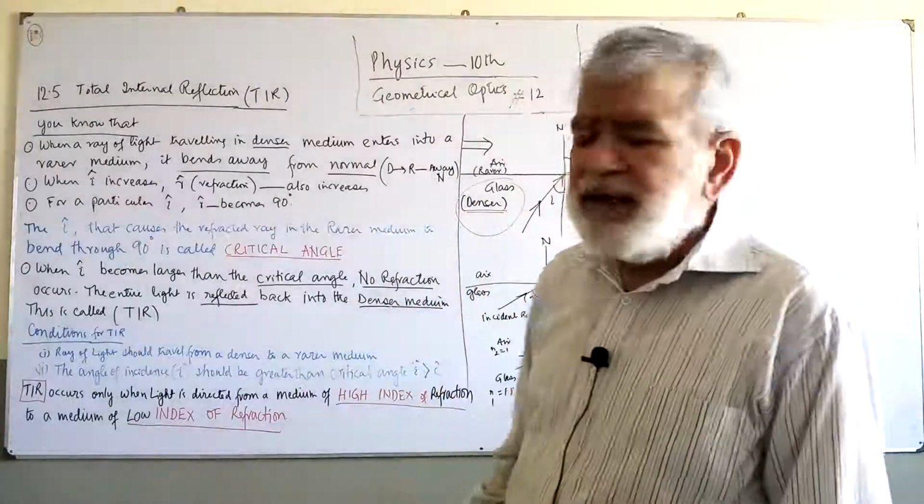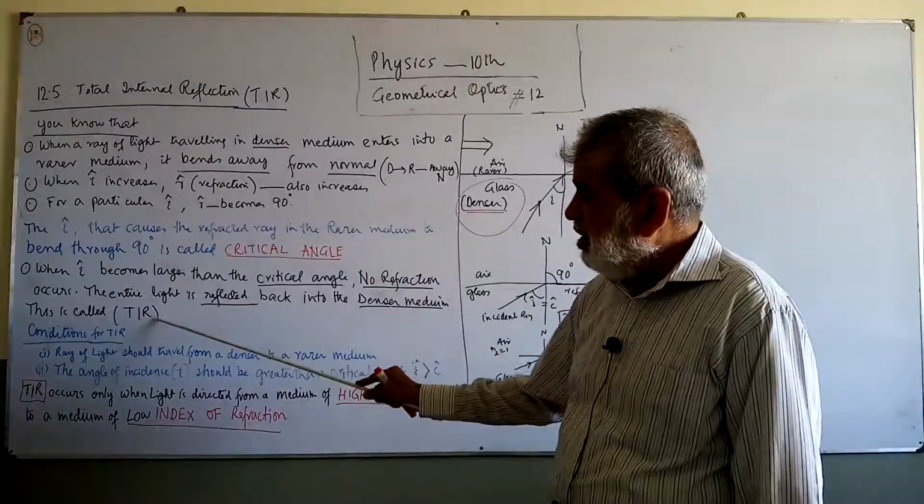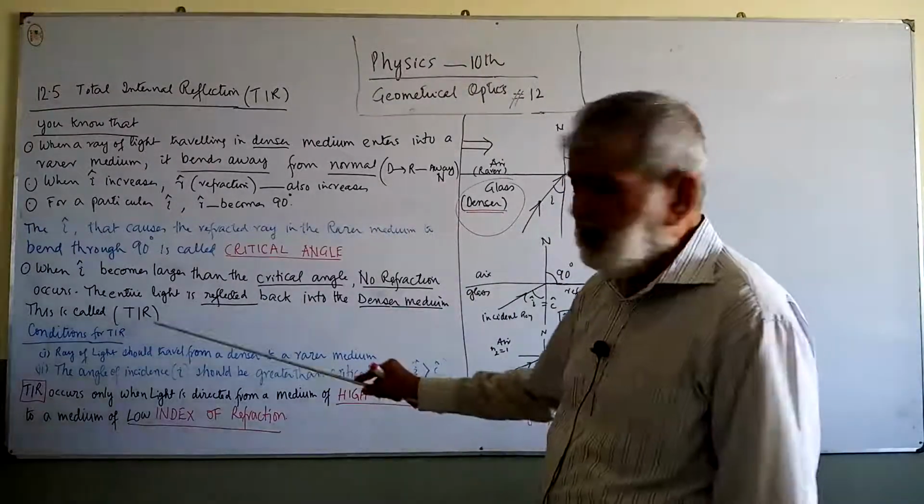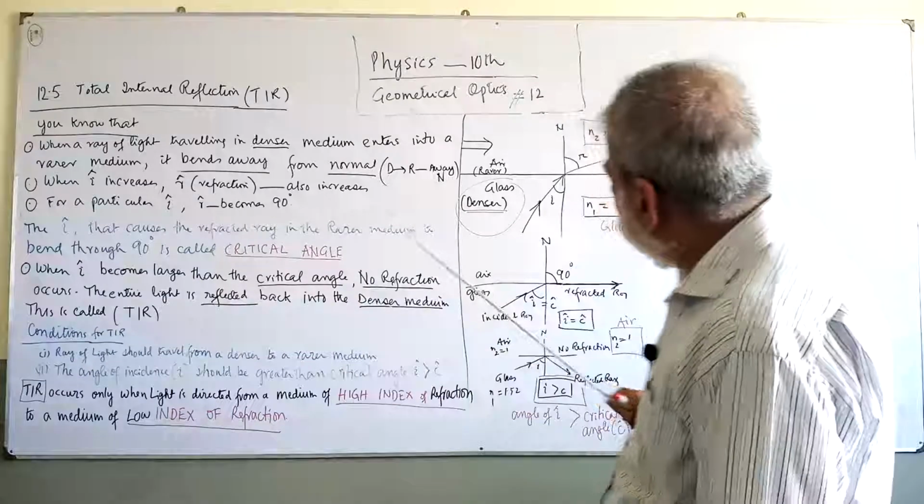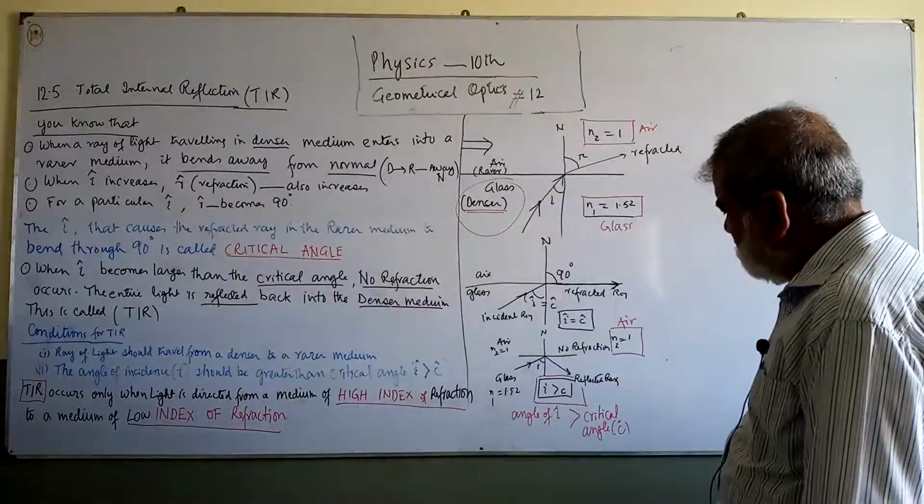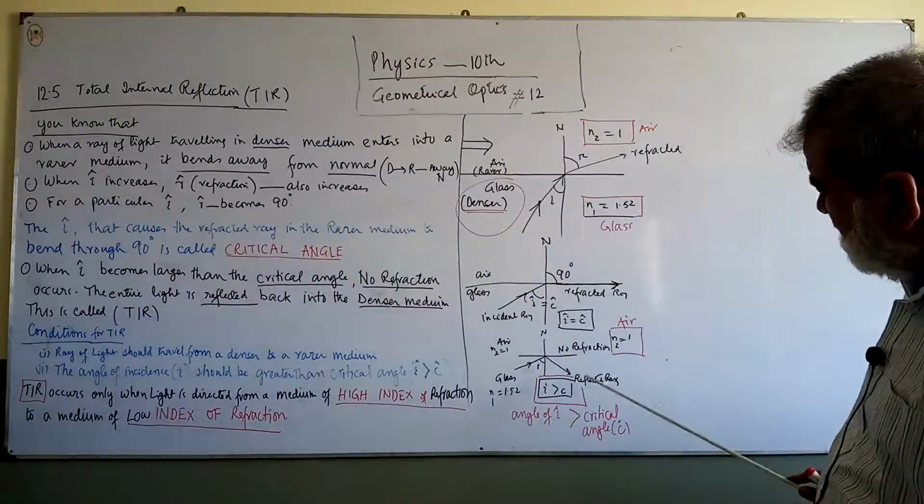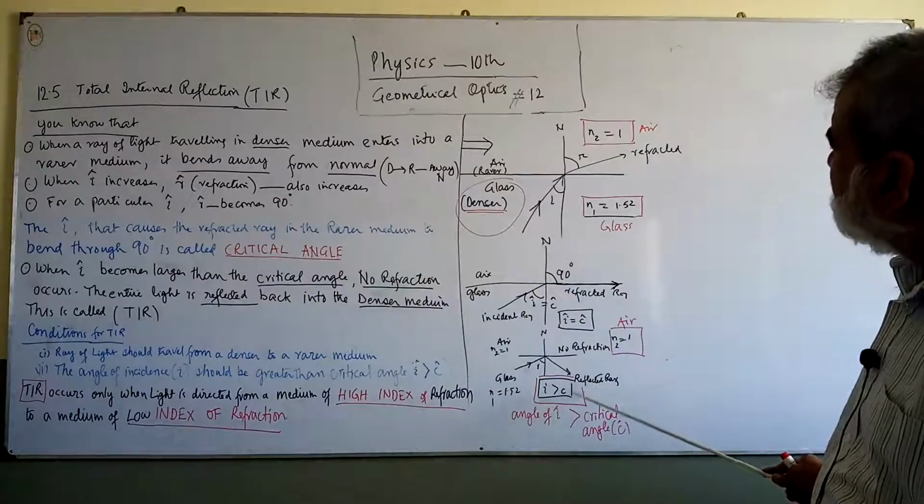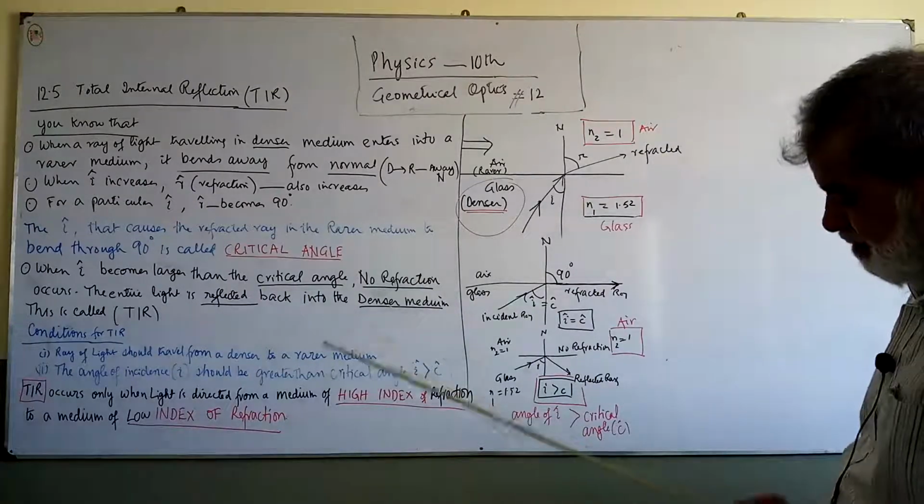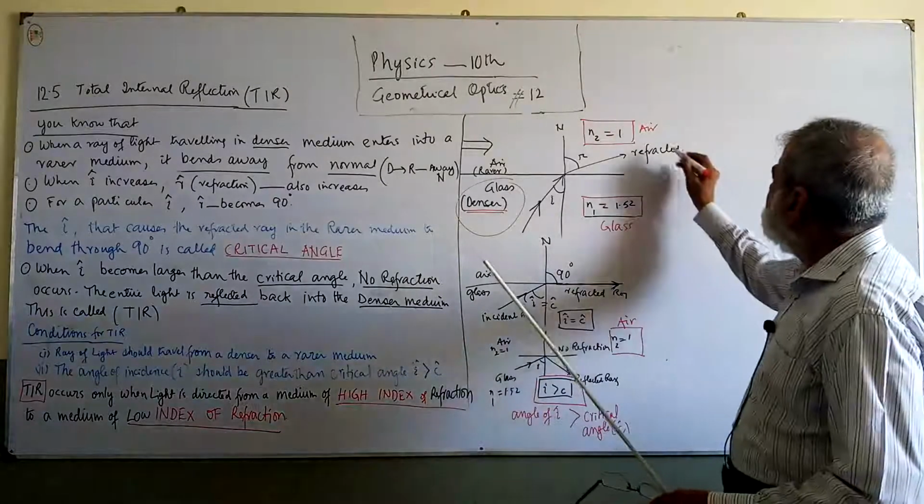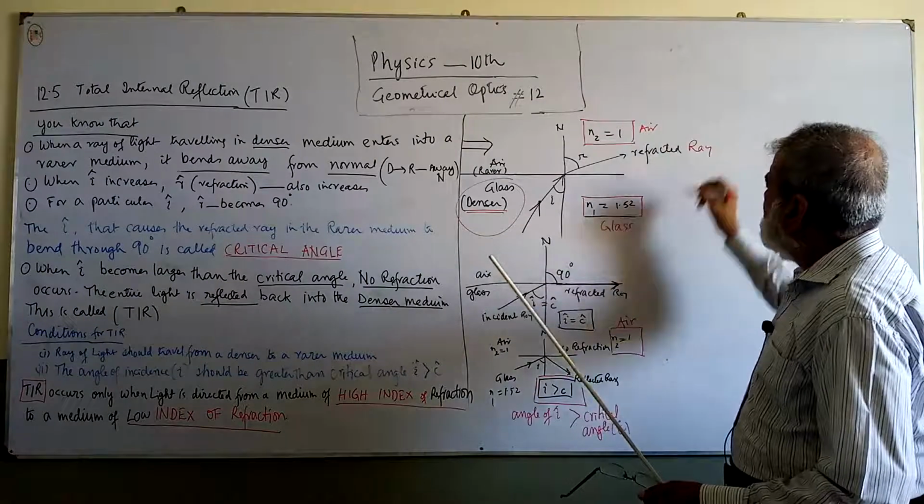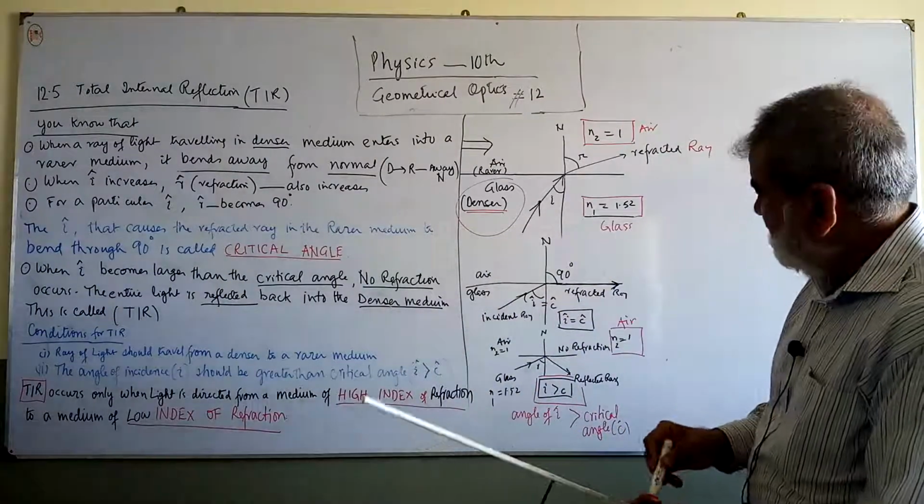Now for total internal reflection, we will call it reflection, remember that. Total internal reflection, because it comes back into the same medium. That is why I've written reflected ray. This was the refracted ray, and this is the reflected ray. It goes back over here.